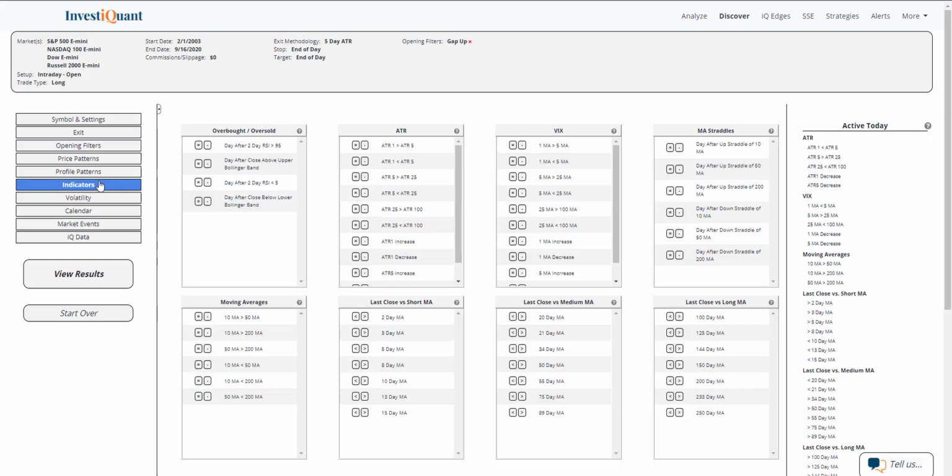In indicators, I'm going to simply say that we are above a 200-day moving average. I'm not going to put anything else in there because I want to keep as many samples as possible. If you want to dig in on your own, you may want to use a short-term moving average as well.